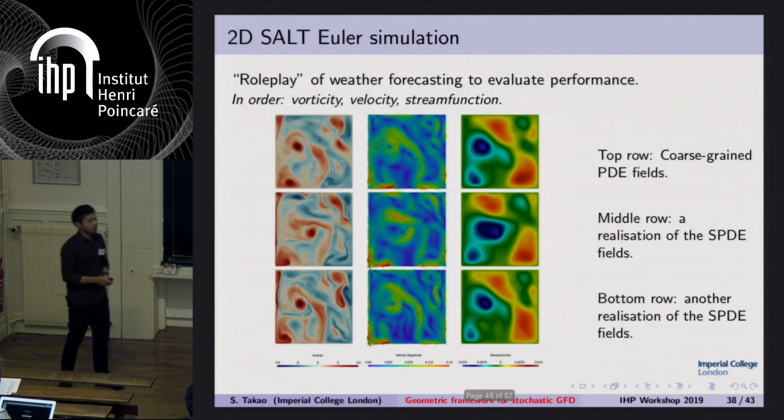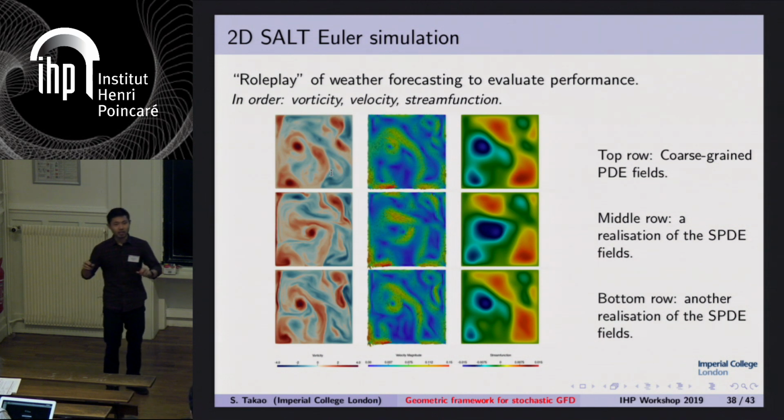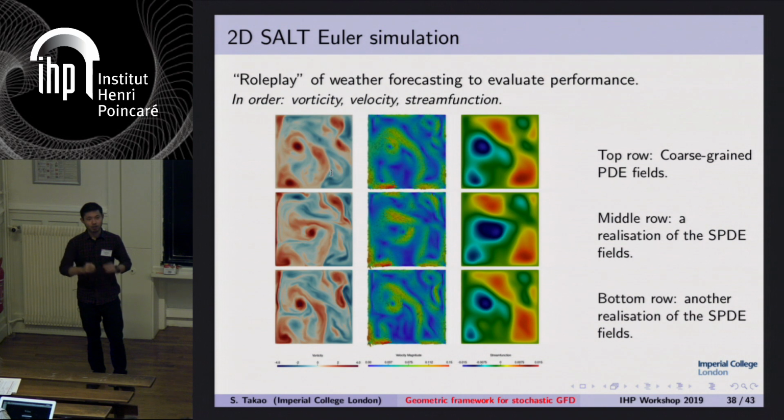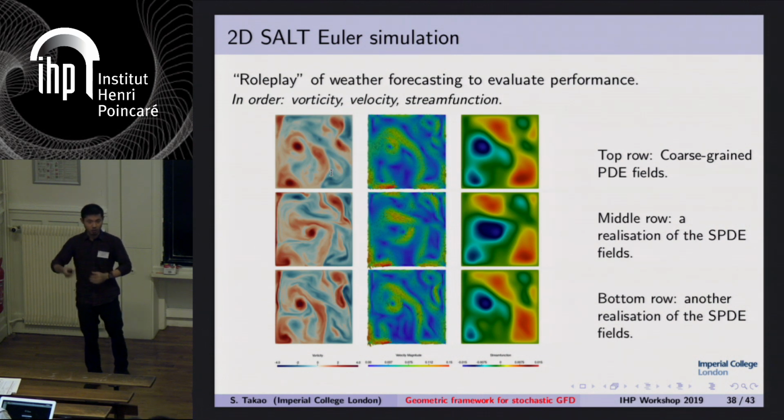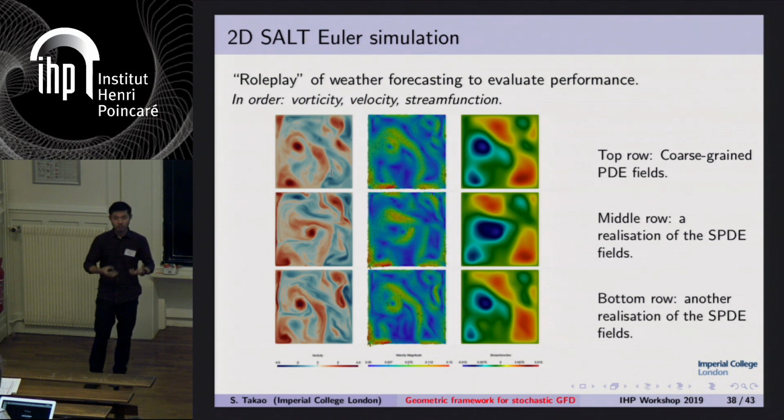What their project is basically doing is a role play of weather prediction. The way they do this is, first they have a toy model for the truth. They simulate the truth as the deterministic Euler equation solved on a really fine mesh, a high resolution simulation of the Euler equation. They say that that's the truth. Then they simulate the SALT equations, the stochastic equations, on a coarse grid and see whether the SALT equation captures the truth somehow. This is a simulation that they have done.